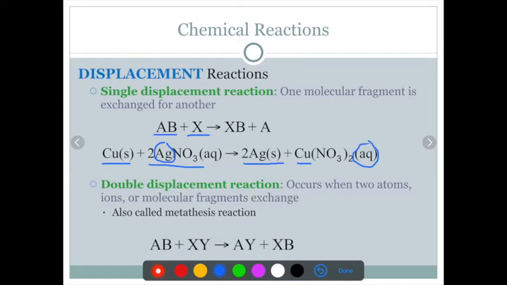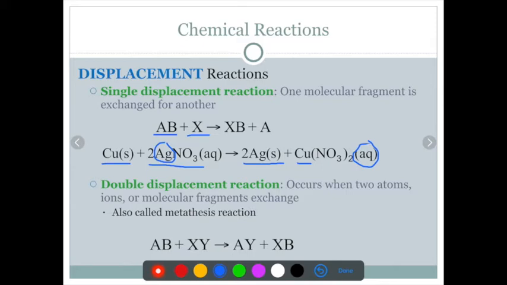This is a little bit easier to recognize because you have that metal that's all by itself. If you were in intro at Rose, we did this in the lab. We did a bunch of single displacement reactions, and they're pretty neat to watch, the metals actually switch places.